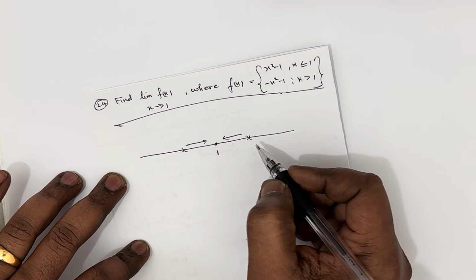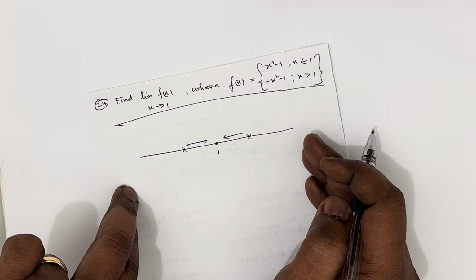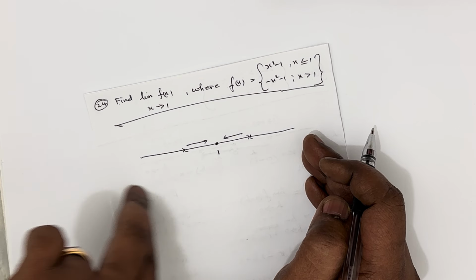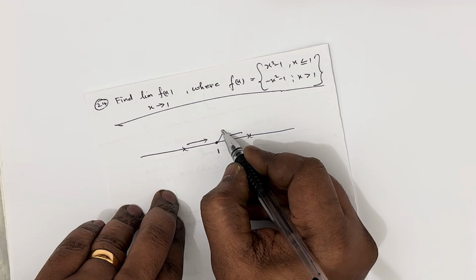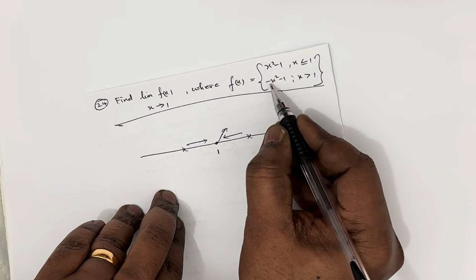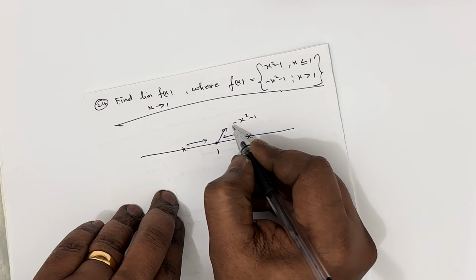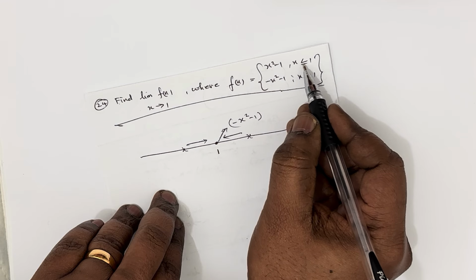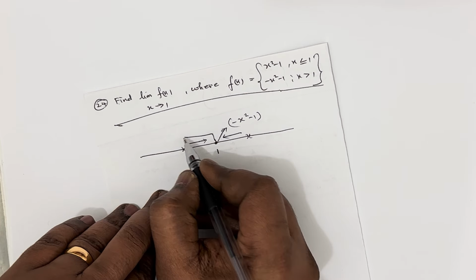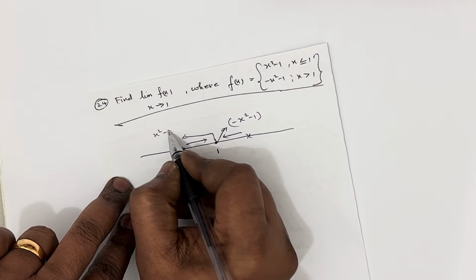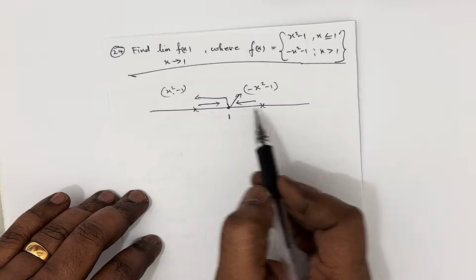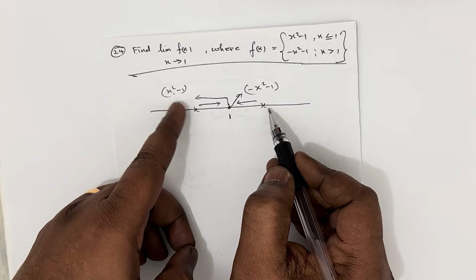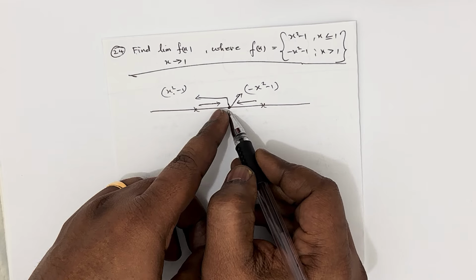The right side will be the greater values and the left will be the lesser ones. So greater than 1 will be this area, where the function is minus x squared minus 1, and less than or equal to 1 will be this area, where the function is x squared minus 1. This is the function for the left-hand side and this is the function for the right-hand side. Now x is approaching 1 from both sides.